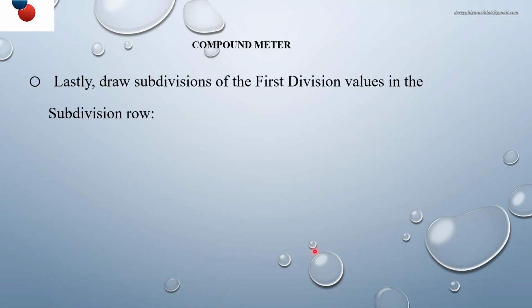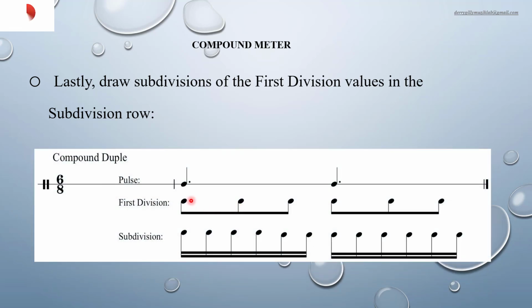The last step is that we draw subdivisions of the first division values in the subdivision row. The first division is grouped in three, and then these are the subdivisions. You can see that a quaver here will give you two semiquavers, a quaver here two semiquavers, a quaver here two semiquavers. It's the same with this: two semiquavers, two semiquavers, two semiquavers. So a first division can be subdivided into that.